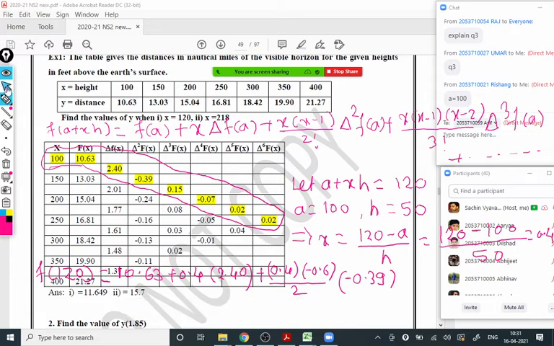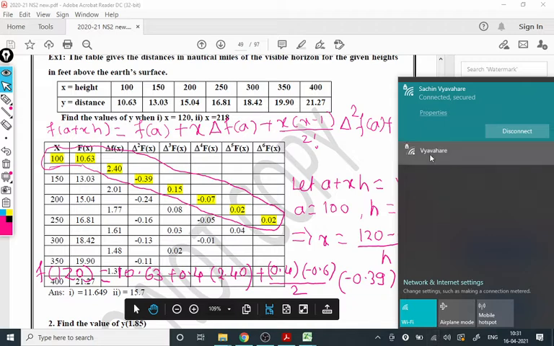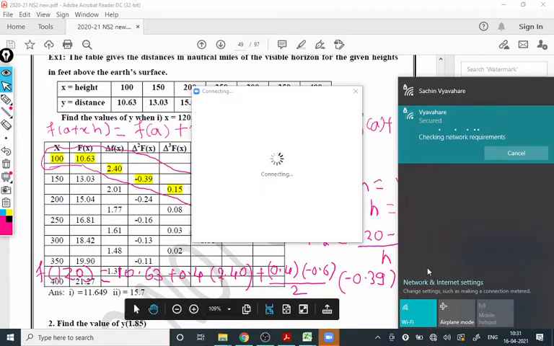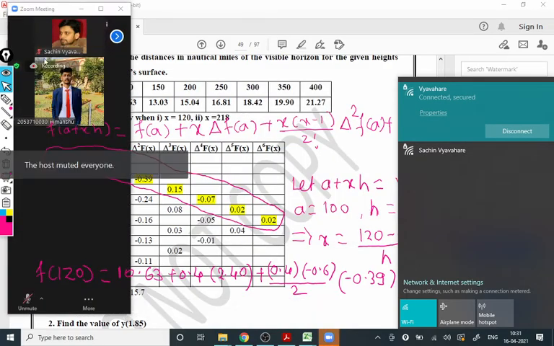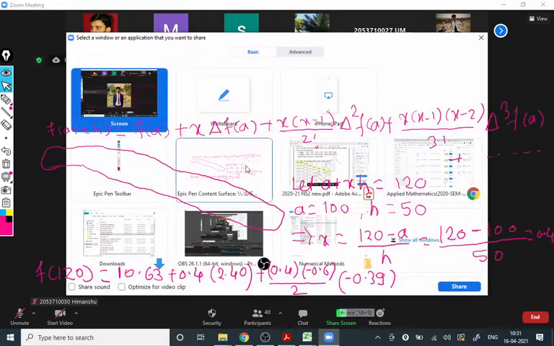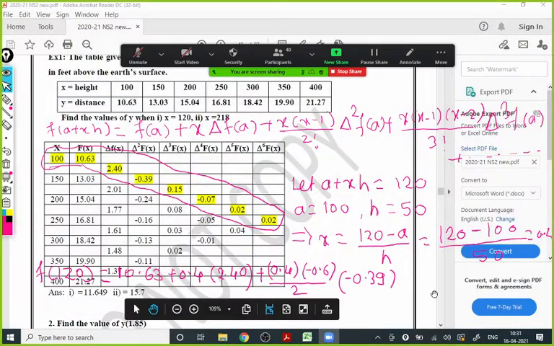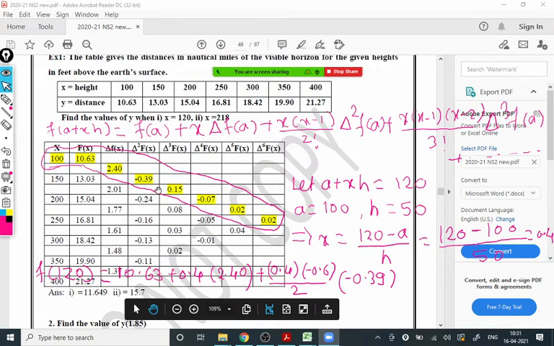I'm not getting any answers. Internet issue there. Okay, so this delta square f of a is minus 0.39. Is that okay? Am I audible?